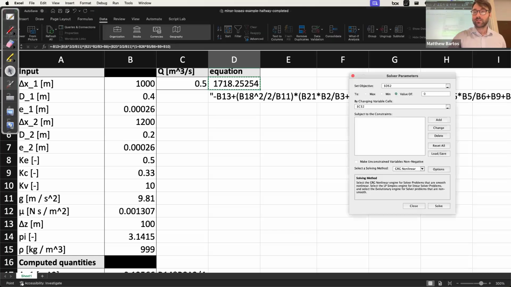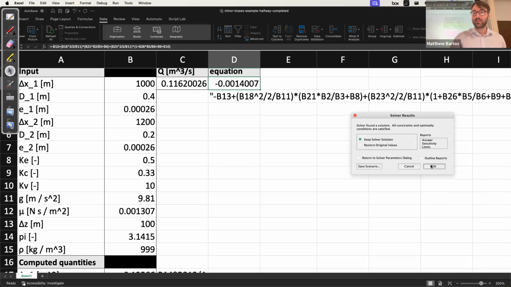Okay, so next we are going to use the solver to make this cell try to go to 0. So I'm going to go to solver, set objective D2 to value of 0 by changing variable cell C2, which corresponds to the discharge. I'm not going to put any constraints on it because I don't think we'll need them. And I'm going to go ahead and hit solve. And you should get an answer about 0.116. So that is the procedure for solving that problem.